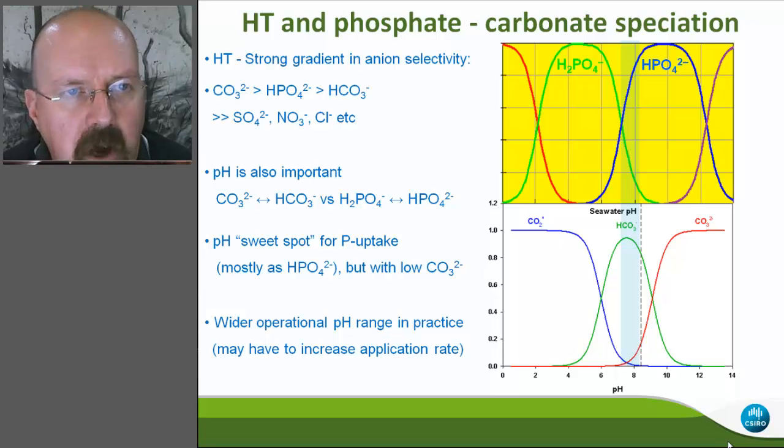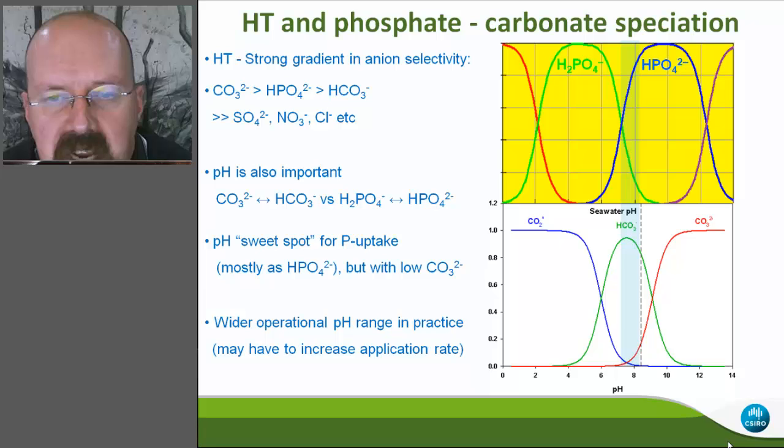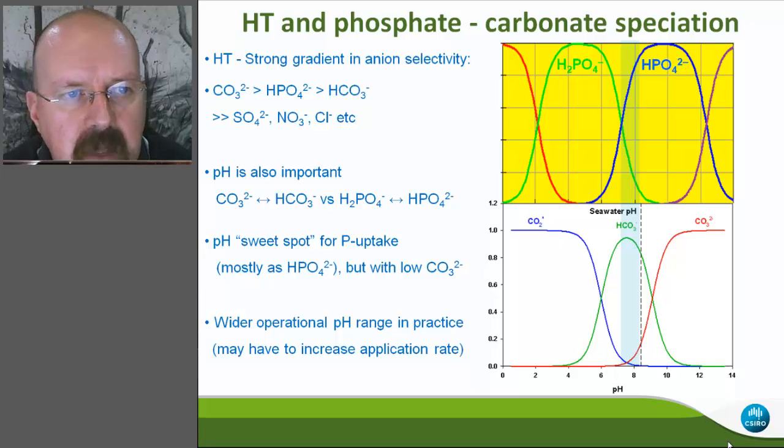I'll talk a little bit now about the hydrotalcite or HT in terms of phosphate and carbonate speciation. Within the hydrotalcite, there is a strong gradient in anion selectivity or exchange into those interlayers. Carbonate is much greater than HPO4 2-, but also greater than HCO3-, and then very, very much greater than a lot of the common anions that you see in natural waters: sulfate, nitrate, chloride, and the like.